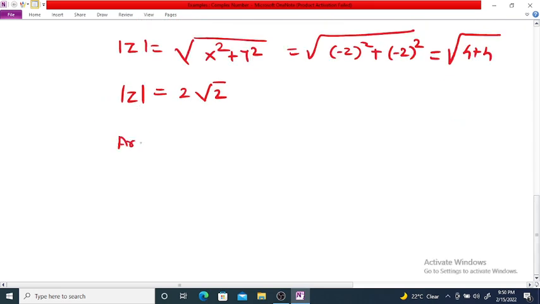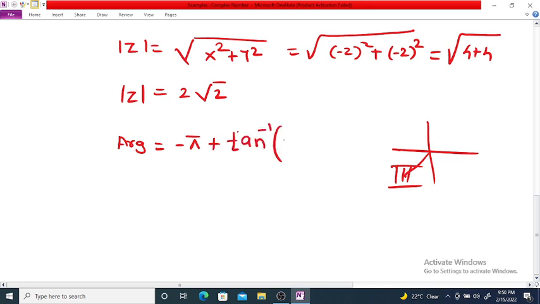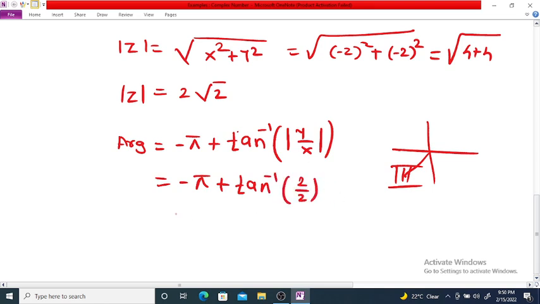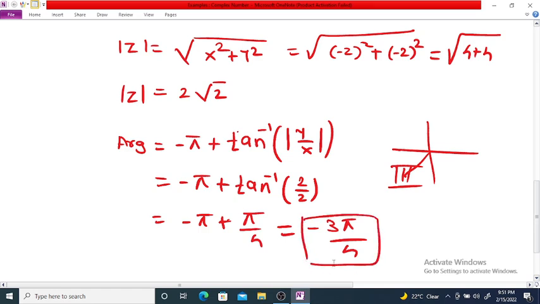And the argument of z can be obtained. The argument of z is equal to, now the x is negative, y is negative, so it lies in the third quadrant. So argument of z, principal argument, is minus pi plus tan inverse of mod of y by x. So it is equal to 2 by 2, that is 1. So minus pi plus tan inverse of 2 by 2 because of the mod sign, which is equal to 1. So minus pi, and tan inverse 1 is equal to pi by 4. So the principal argument is minus 3 pi by 4 for the given complex number.